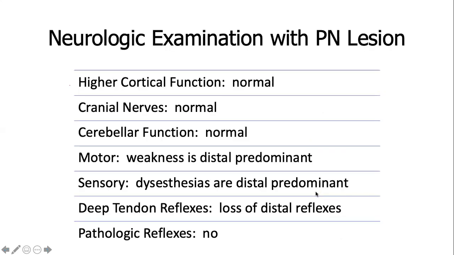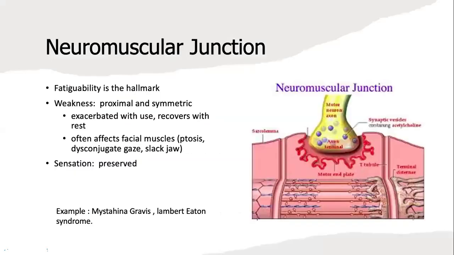But if I examine a patient with peripheral nerve lesion, as we see, all the upper motor neuron or the higher function will be intact, cranial nerve, cerebellum. Motor is distal more predominant. You can see sensory changes in a glove and stocking distribution depending on the severity. If it's early, maybe just the tip of the toes is affected. If it's very advanced, you may have sensory loss up to the knee, for example. Deep tendon reflexes are hypo, and there's no upgoing plantar or other pathological reflexes.